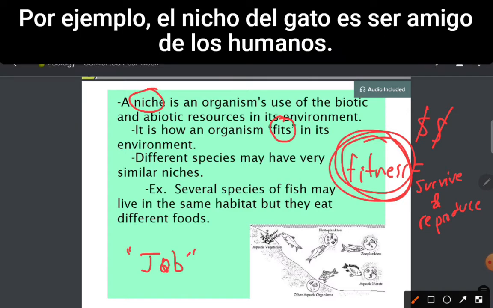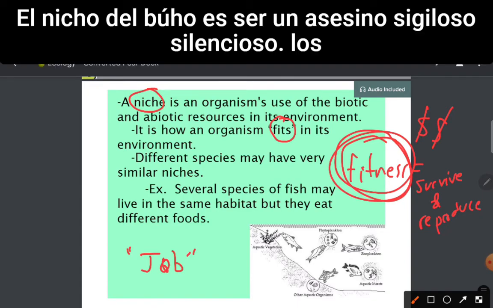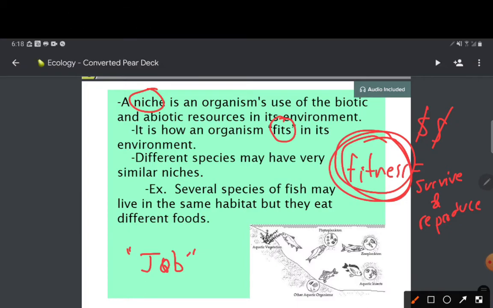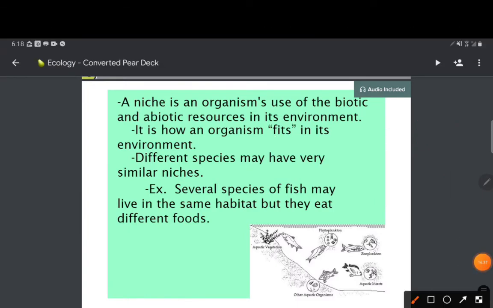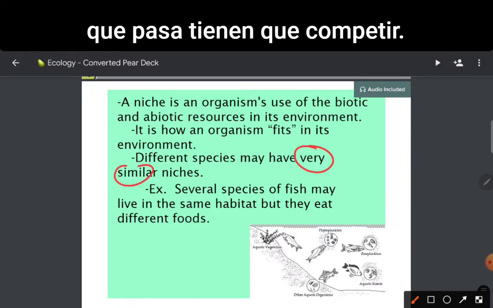For example, the cat's niche is to be a friend to humans and to catch mice and other small creatures. The niche of the owl is to be a silent, stealthy killer. The niche of the human is to build and teach each other and learn. So those are all different niches. Different species may have similar niches, and when that happens, they have to compete.